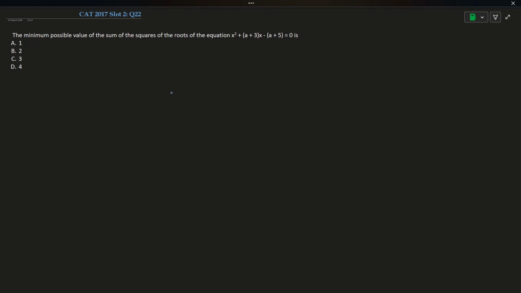So we'll start today's session. The first question is: the minimum possible value of the sum of the squares of the roots of the equation x square plus (a plus 3) times x minus (a plus 5) is equal to 0. Okay guys, so x square plus (a plus 3) times x minus (a plus 5) equal to 0.